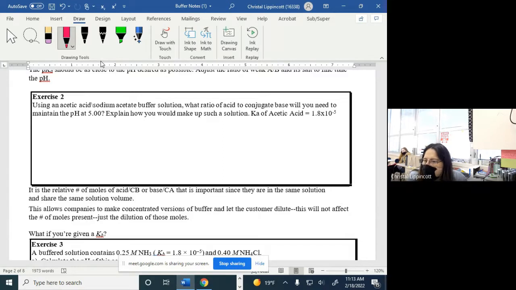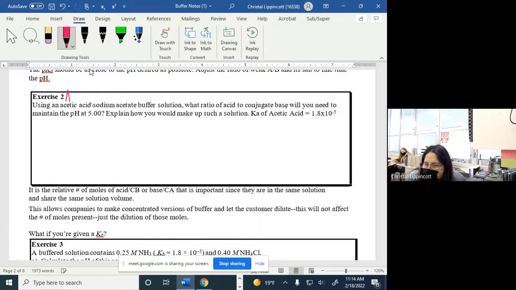They want to know what the ratio of the acid to conjugate base will be in order to maintain a pH of 5. And then how would you make such a solution? You need to know for this problem what the Ka value is. I added that to your notes, right? Okay. All right. We have acetic acid.